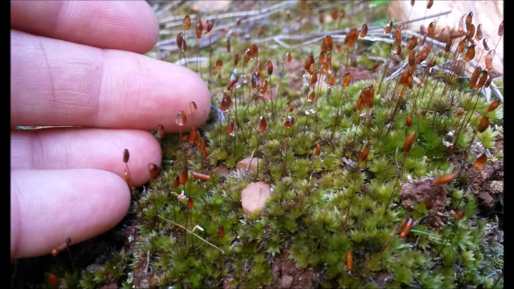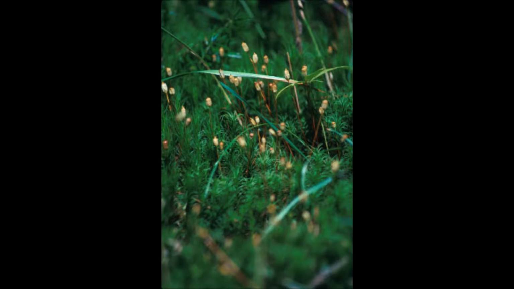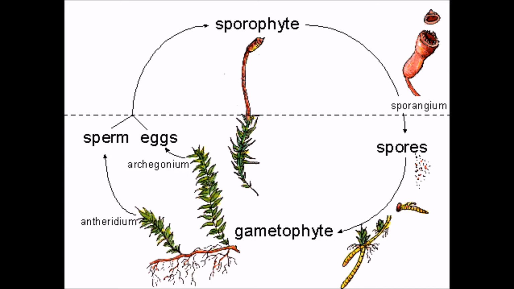Bryophytes' reproduction happens in two ways, like with other plants. Remember all that alternation of generations stuff? Asexual reproduction occurs when a sporophyte releases spores, and sexual reproduction happens when gametes fuse and form a zygote.